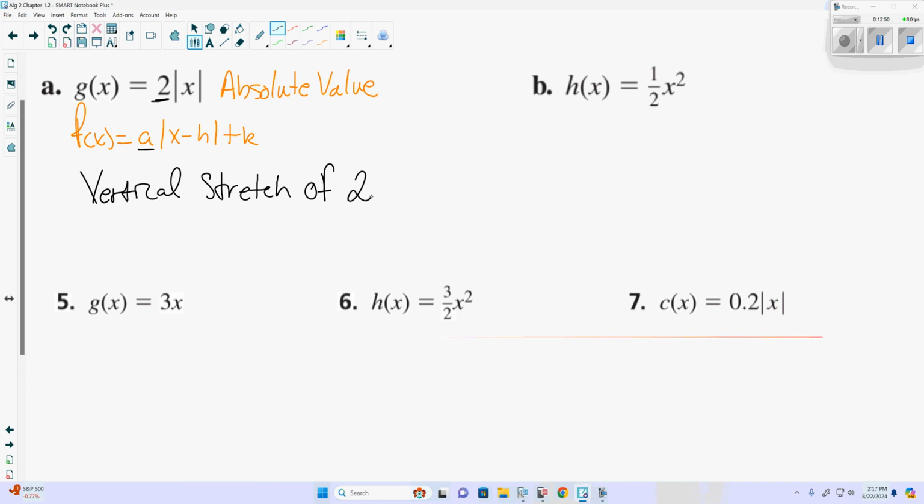Questions on A before we look at B. B, h of x equals 1/2 x squared. What parent function does it belong to? Quadratic.